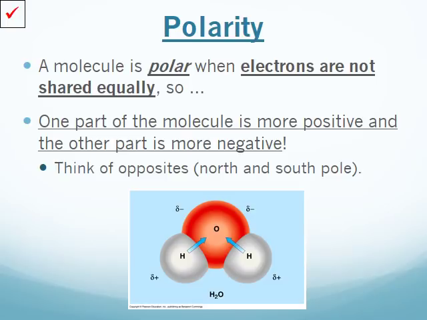The most classic example of this is H2O. As you can see here, we have our two hydrogens and our one oxygen. The two hydrogens have a slightly positive charge, whereas the oxygen has a slightly negative charge. So once again, in one molecule, a compound, we have a positive side and a negative side. Polarity.